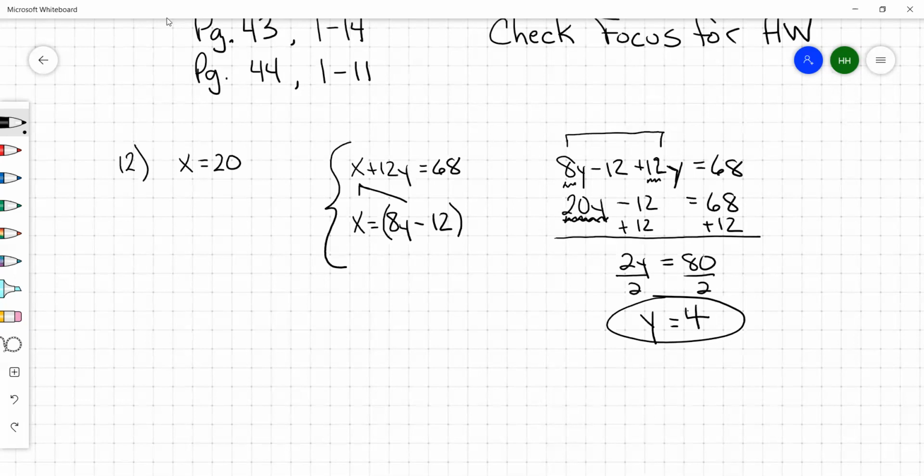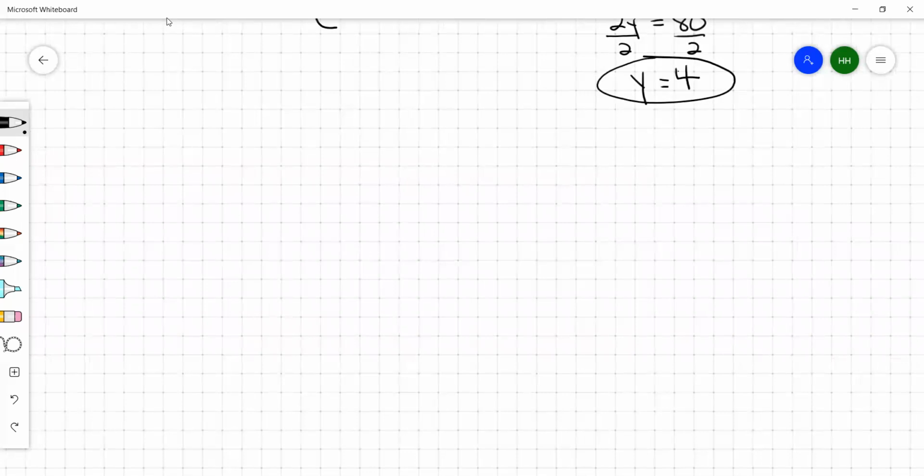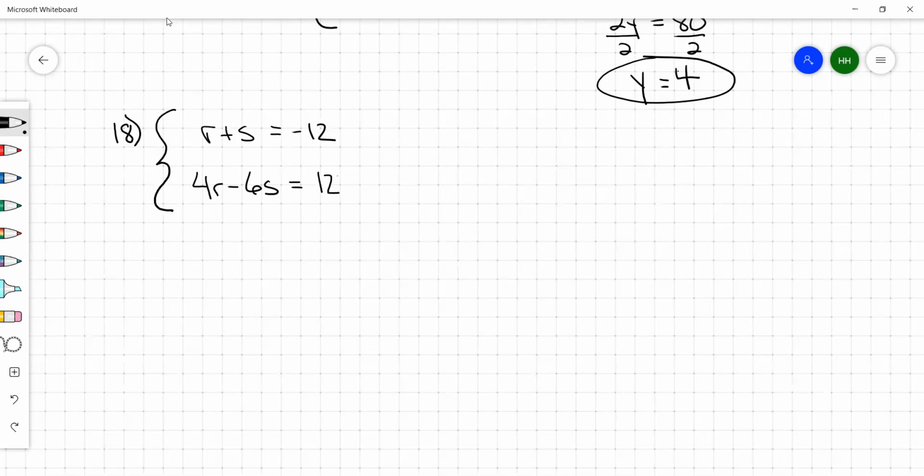Yes, ma'am. Did you do the last one? Yeah. All right. Did you get either one of them right? No. Okay. Was the last one 18? Yeah. 18. R plus S equals negative 12. And 4R minus 6S equals 12. Oh, it's minus 6S? Yes, ma'am. 4R minus 6S equals 12. So you want to talk me through it? Yaviel will help you. Let me leave you alone for today. All right. You want me to tell you?